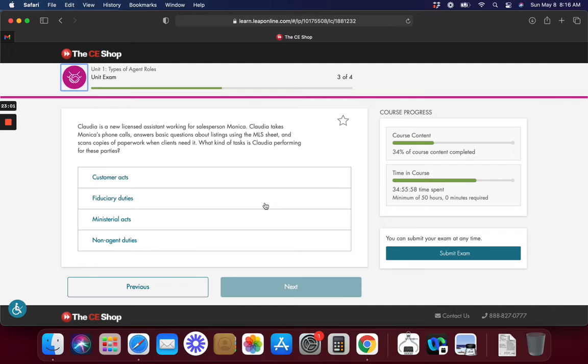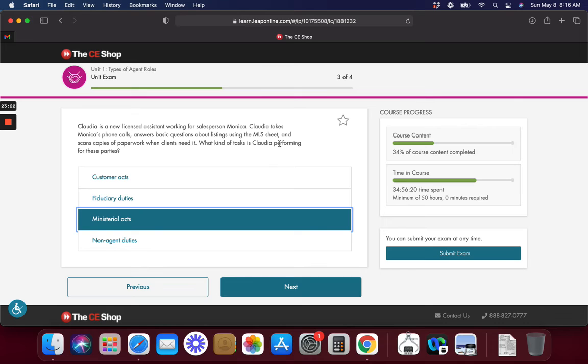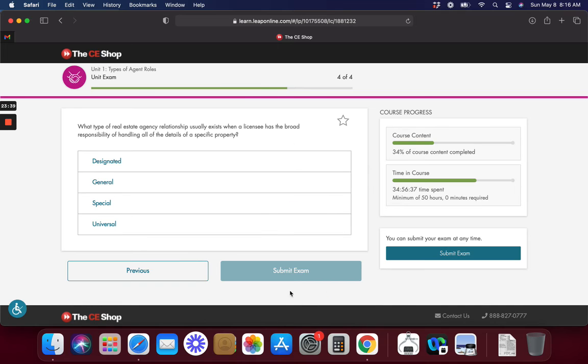Claudia is a newly licensed assistant working for the salesperson, Monica. Claudia takes Monica's phone calls and is listing a sheet. What kind of tasks is Claudia performing? She's definitely answering, I want to say ministerial. We didn't even go over any of this stuff in this unit. I'm not sure why this is coming up, but it could be fiduciary duties as well. But I don't think it's non-agent duties, because if you're answering questions about listings and scanning copies of paperwork, then you really need to know what you're doing.